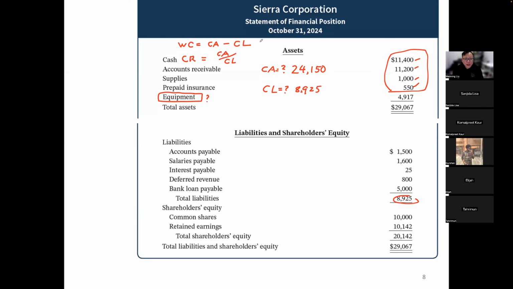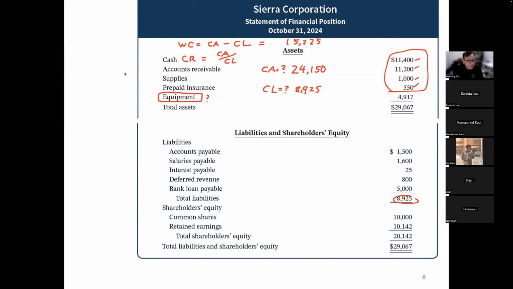So now what's my working capital? The difference. So that will be 5, 2, and 2, 5, 1. So 15, 2, 25.